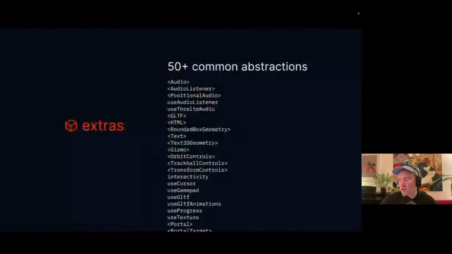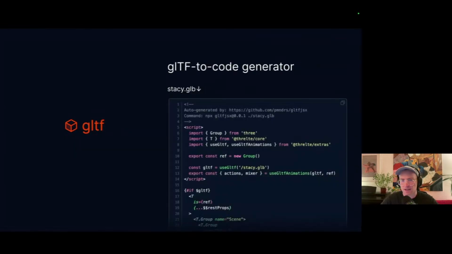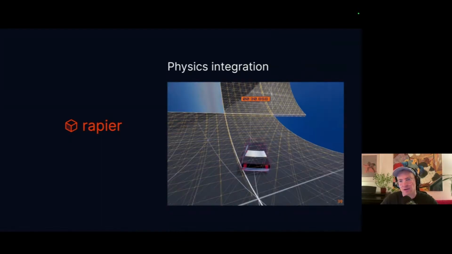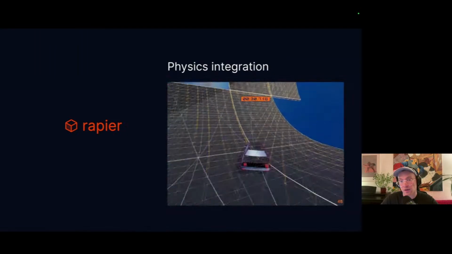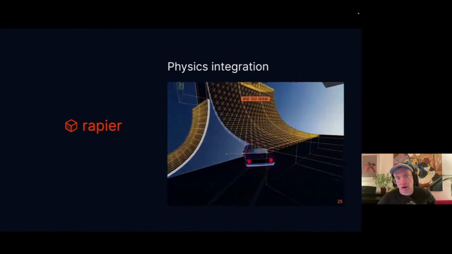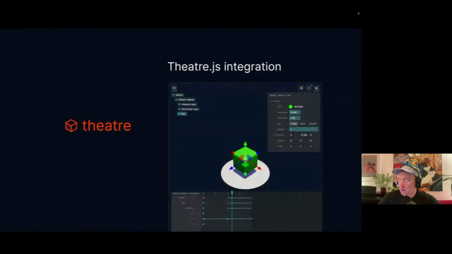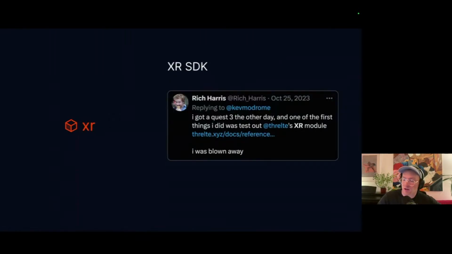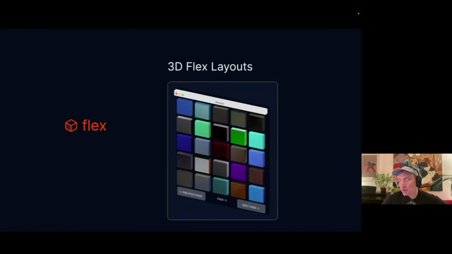So Threlte 8 comes with 7 packages, as I explained already. There's this extras package, which has a lot of common abstractions that you are otherwise rewriting with every new project. Then there is a GLTF to code converter that I showcased in the demo. Then there is Rapier, which is a physics integration of a physics library called Rapier. There is a Theater.js integration for it, and also XR, so you can do WebXR apps with it. Rich Harris is a fan of that already. Then there is a Flex package, which lets you create Flex layouts in 3D space.